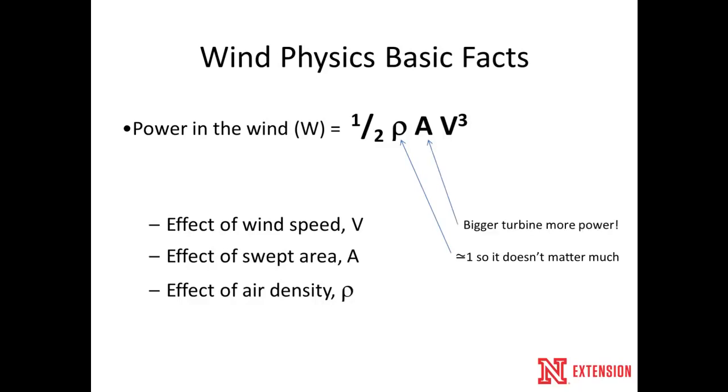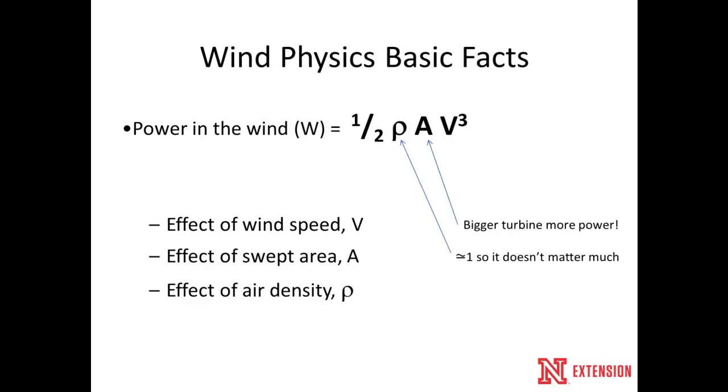A is the swept area, and I can calculate that using pi r squared, and however big my turbine is, it is, and the bigger the turbine, the more power. So if I was to see a turbine out there that's 3 feet across, I already know it's not a very big turbine. It's not going to generate very much electricity because it's not very big. Turbines that are big create a lot of power.